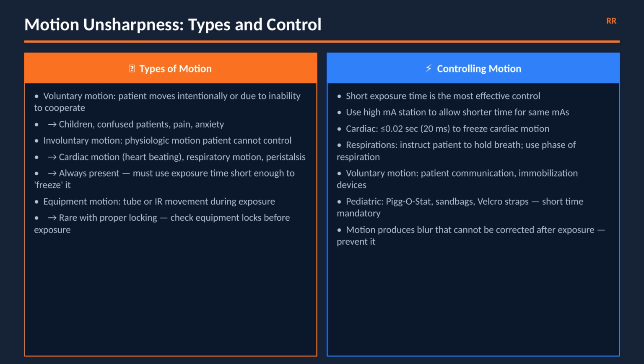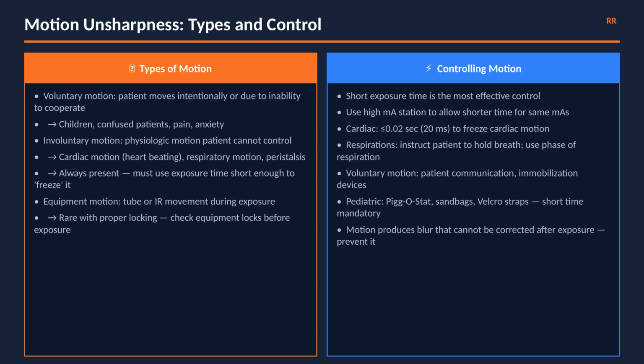And short exposure time. Involuntary motion, physiologic motion the patient cannot stop. Cardiac pulsation. Respiratory movement. Peristalsis in the bowel. These are always present, you cannot eliminate them through positioning alone. Control, exposure time must be short enough to freeze the motion. For cardiac motion specifically, exposure time should be 20 milliseconds or less, 0.02 seconds, to freeze cardiac motion for chest radiography.